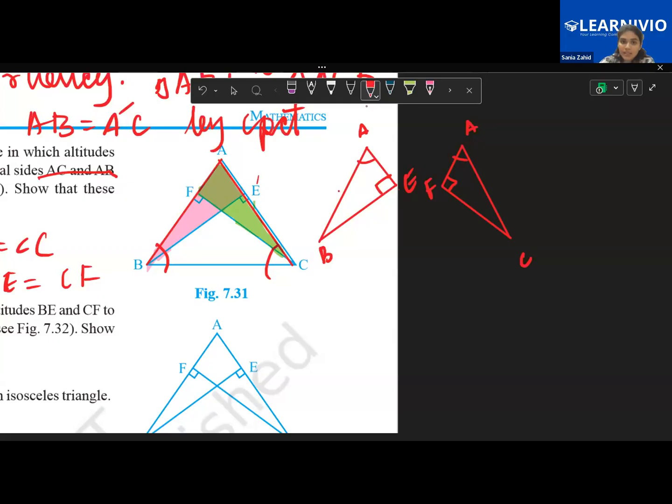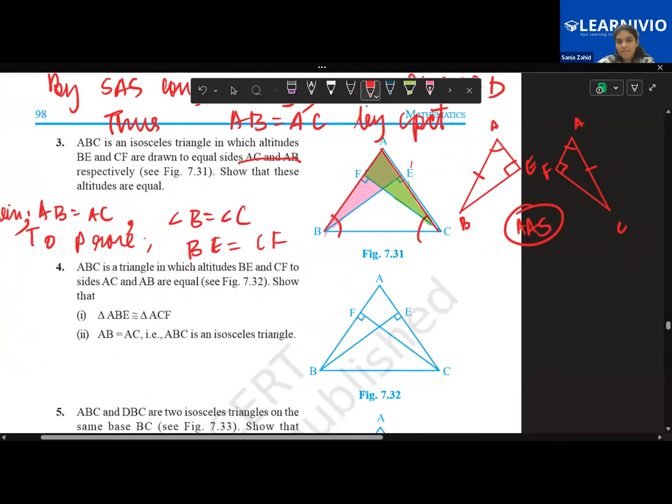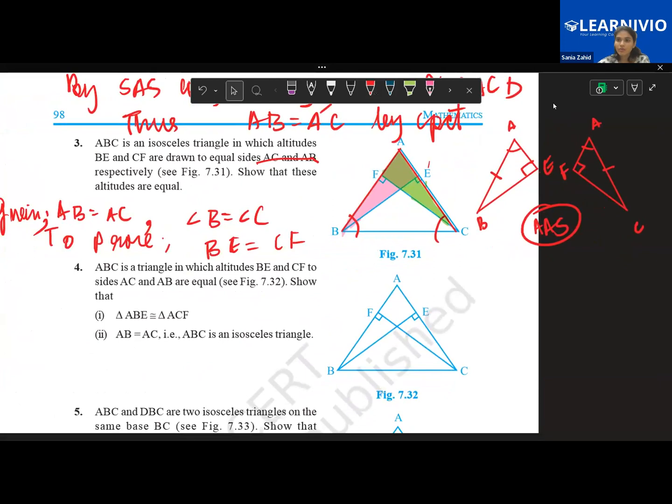And what else is given to us? That AB line is equal to AC line. So children, which congruency now do I have? You have angle, angle, and side. Yes, you have AAS congruency, and thus you can say that triangle AEB is congruent to triangle AFC by AAS congruency, and thus we can say that BE and FC are equal, right? Okay, so children, do the third question on your own now. You can do it.